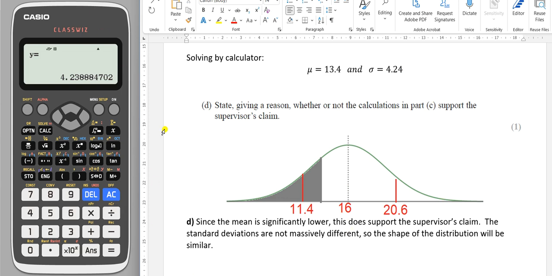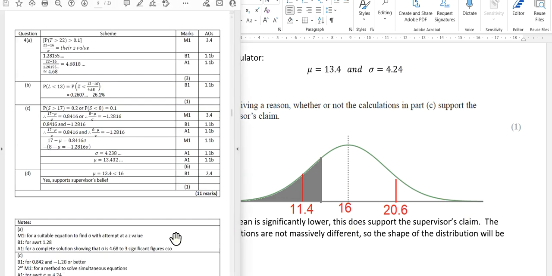We can check on the mark scheme, and you can see they're not asking for a huge amount of detail here. They're saying that the mean is less than 16, so that supports the supervisor's belief. We don't have to justify whether it's significantly below or how far below it would need to be. To get that sort of information, you need more data. You need to know exactly how much data the supervisor had collected for a start. But this is enough to say, yeah, it seems to be on the correct side of the 16 to what he will be anticipating.